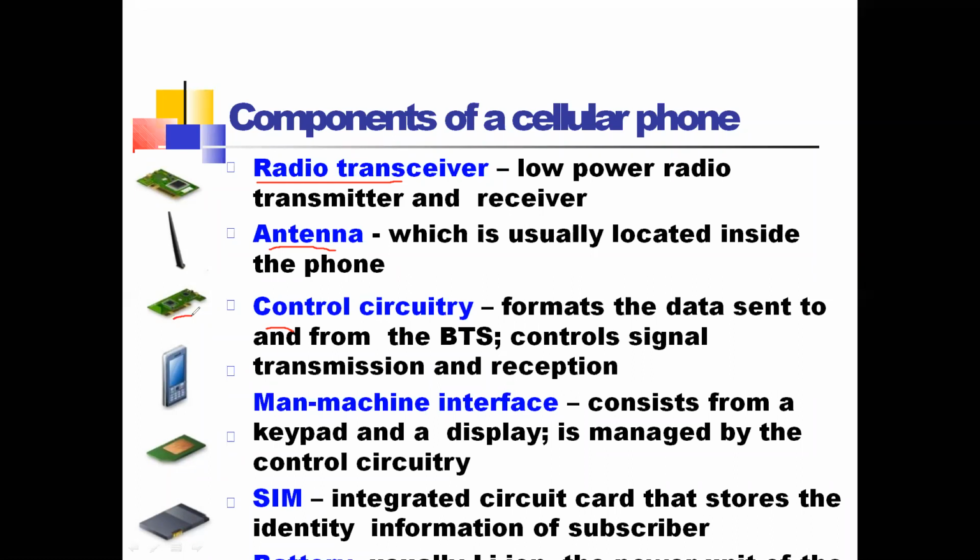Next one is the man machine interface, which is nothing but the keyboard and display. That means we have to interface with the machine by using either a keypad, and in olden days we used keypad phones. Now we are using display phones, right? By using the display we are interfacing with the machine. It consists of a keypad and a display, and is managed by the control circuitry.